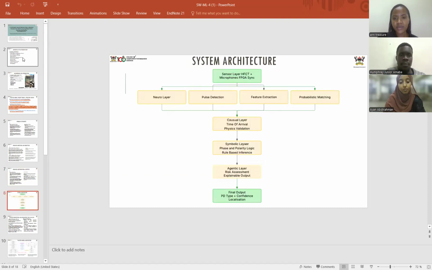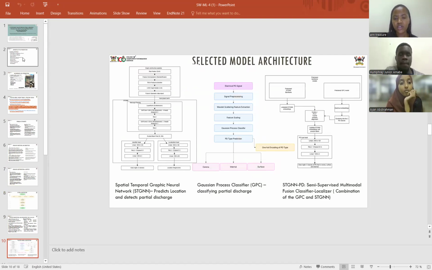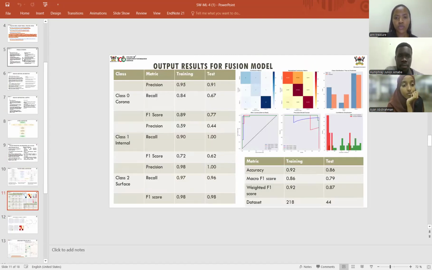So this is our system architecture. We had introduced it. And the dataset description, we used both the acoustic and the electrical dataset. So right now we're going to skip to the model compression.